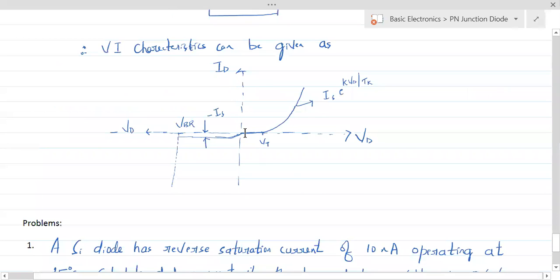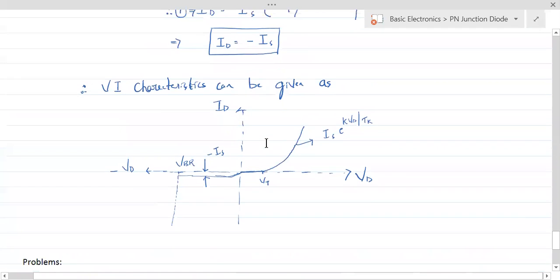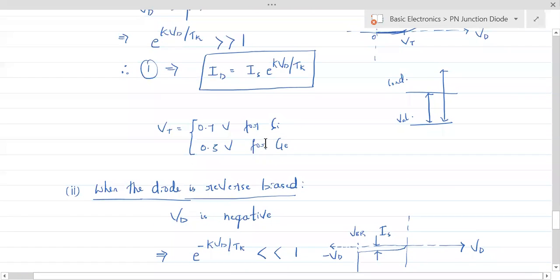When it is forward biased, this is how it looks, and when it is reverse biased, this is how it looks. IS here is called the reverse saturation current, or sometimes the leakage current. And what is this VT? VT is the threshold voltage. When the applied voltage goes beyond this threshold voltage, only then would the current start increasing. Till then, the current would be zero in forward bias also. What is this threshold voltage? Threshold voltage is the voltage that needs to be given in forward bias so that the current flows.